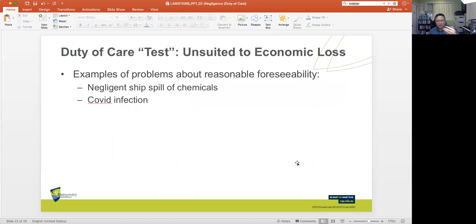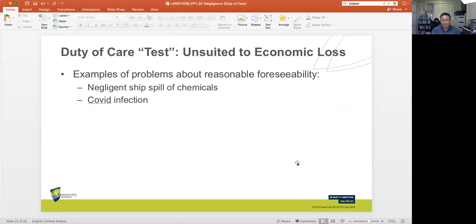I also mentioned earlier that as far as the duty of care test, it is unsuited to economic loss. I gave the example of the COVID infection or bacterial infection. One of the issues as well would be the case cited in our prescribed textbook of a ship that negligently spills chemicals in the rivers, for example, and as a result, what if the government then passes restrictions in relation to the economic activities in the area because of the chemical spill, which can be harmful to human life. And because of the government restrictions, a lot of businesses fold or they close.